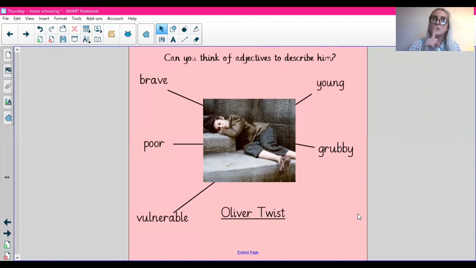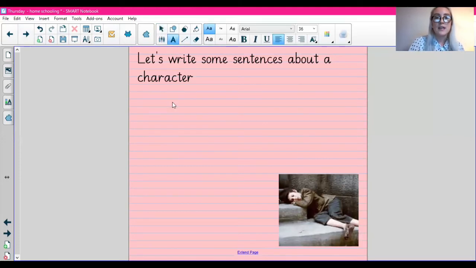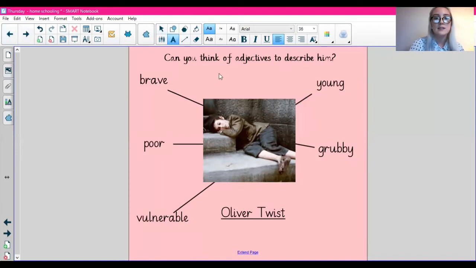Now I'm going to choose one of them characters and I'm going to write some descriptive sentences about them. So I'm going to choose to write my descriptive sentences about Oliver Twist. So what you're going to do is use the brainstorm that you created. I can use this to help me form some sentences about this character, remembering to try and use different word forms and some figurative language too.